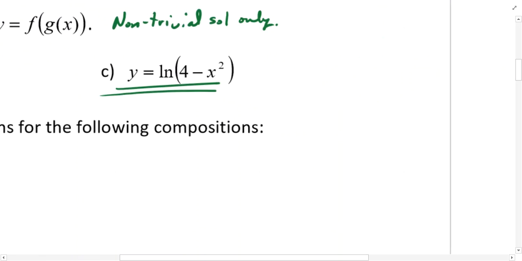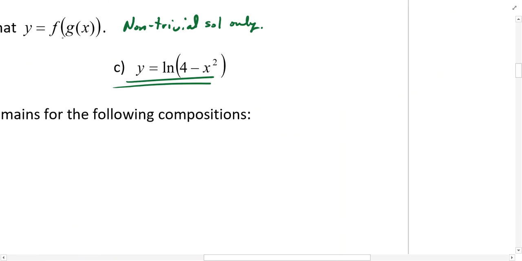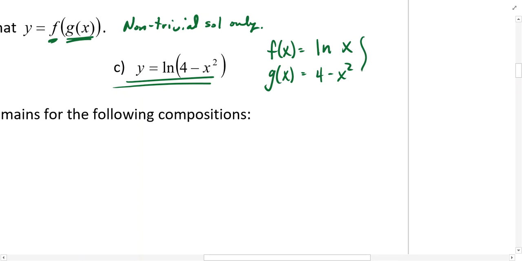If I would like to compose this to an outer function and an inner function, of course f is my outer, g is my inner. I might say that the outer function in this case is equal to the natural log of x, and the inner function is 4 minus x squared, and that would be just fine.